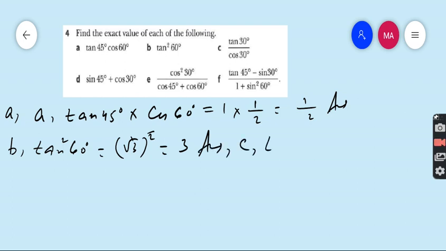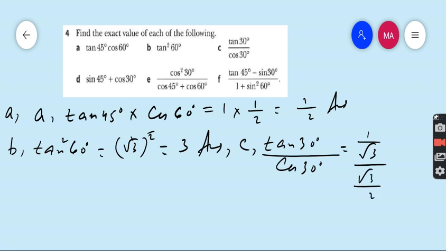C part. Tan 30 degree over cos 30 degree. Tan 30 is 1 upon root 3 and cos 30 degree is root 3 upon 2. So 1 upon root 3 into 2 upon root 3. 2 ones are 2. Root 3 into root 3 is 3. So 2 upon 3 is our final answer.